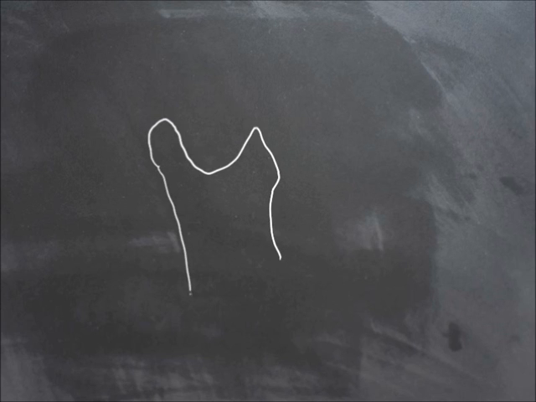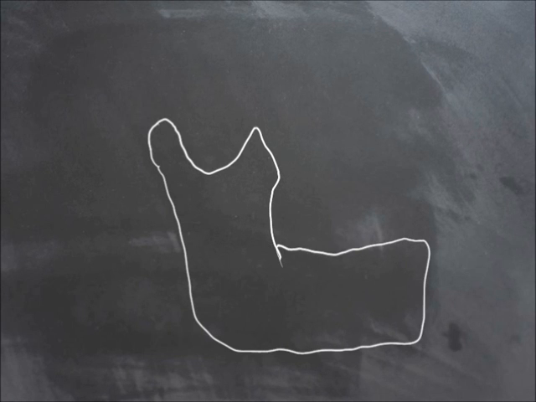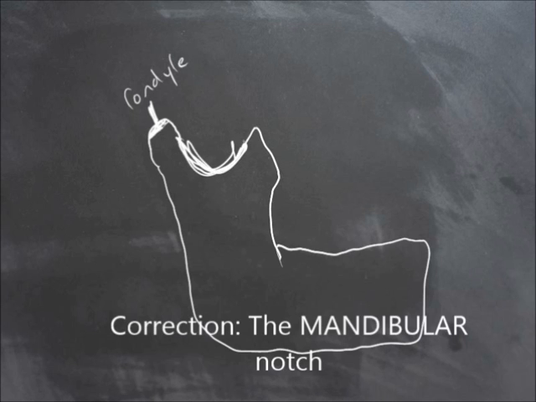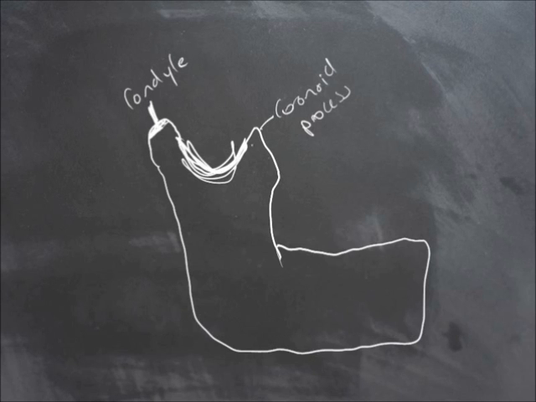Just learn some features of the mandible while we finish up. Okay, this bit that articulates with the rest of the skull is called the condyle. Mandibular condyle, if you want to be more specific. This here is called the mastoid notch. And this is called the coronoid process. So you've got condyle, mastoid notch, coronoid process.